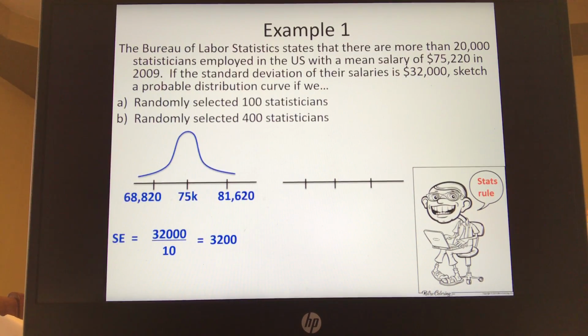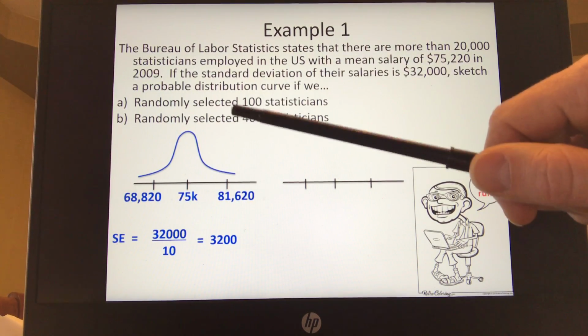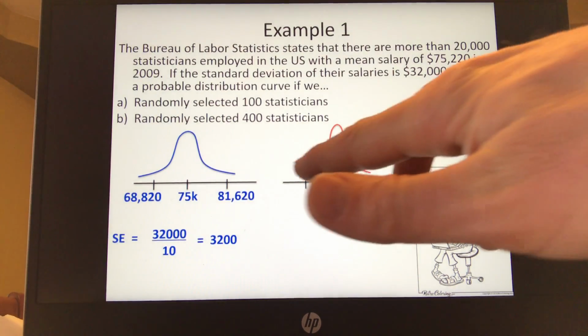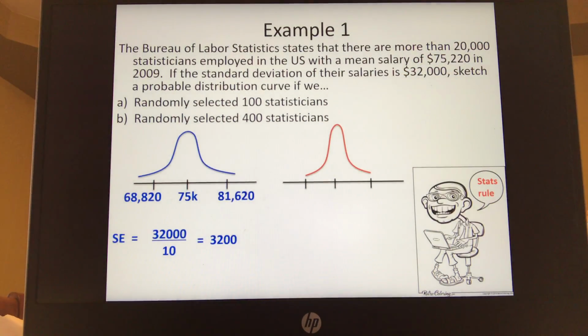And then there's a part B to this. What if you have 4 times as many statisticians that you've sampled? So you don't have the entire population, you have 400, 4 times as many. So same idea, you've got 3,200. We think this is going to become narrower because we have a larger sample size. It should be a narrower curve than it was a minute ago. How much more narrow? Is it 4 times as narrow?